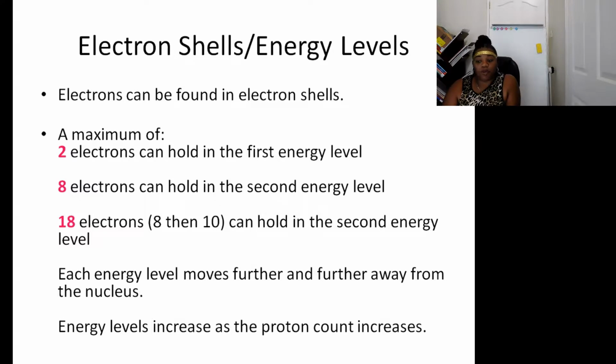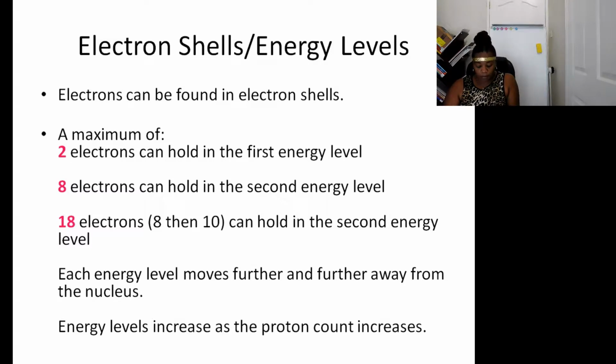Electrons can be found in electron shells. A maximum of 2 electrons can hold in the first energy shell, or energy level. 8 electrons can hold in the second energy level. 18 electrons, 8 and 10, can hold in the third energy level. Each energy level moves further and further away from the nucleus. Energy levels increase as proton count increases.